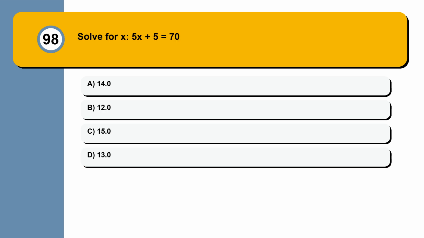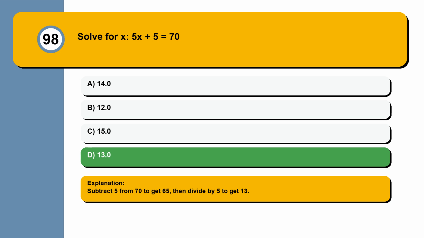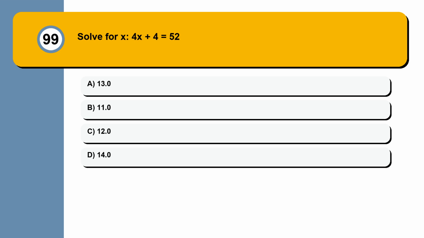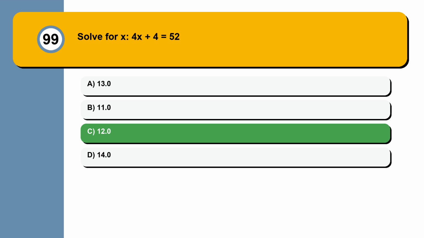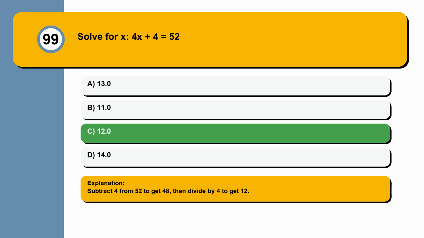Question 98. Solve for x: 5x plus 5 equals 70. Options: 14.0, 12.0, 15.0, 13.0. Subtract 5 from 70 to get 65, then divide by 5 to get 13. Question 99. Solve for x: 4x plus 4 equals 52. Options: 13.0, 11.0, 12.0, 14.0. Subtract 4 from 52 to get 48, then divide by 4 to get 12.